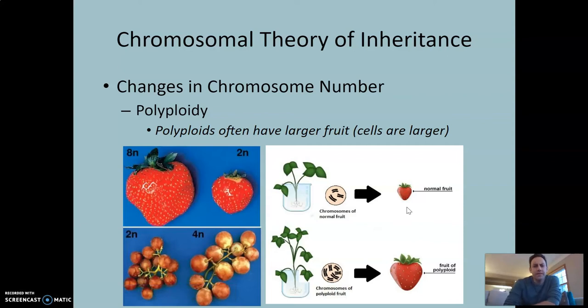Well, they often have larger fruit because the cells themselves are actually larger. And so, here's a typical strawberry that's 2N, and then here's a polyploid strawberry that's 8N. And you can see these pictures are quite dramatically different. Grapes, 4N are larger than 2N. So they're useful that way. People like larger fruits.